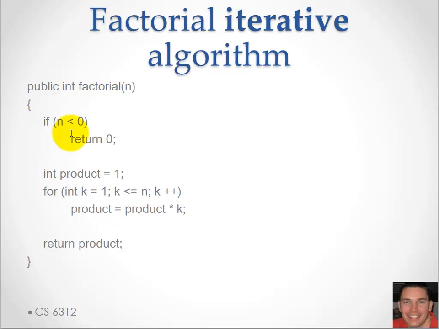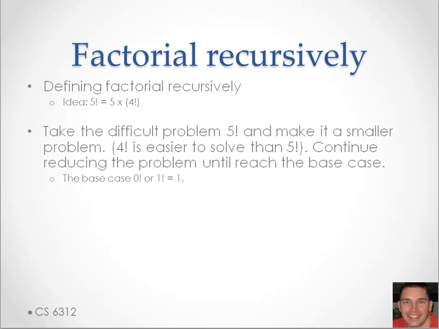a for loop. And here we're saying if n is less than 0, return 0. Otherwise, we're setting our product equal to 1. And now we're going to loop through from 1 to whatever value is passed in and keep multiplying that to perform our factorial product here. And then we're going to return that particular product. So this is something that is done iteratively. Now we can do the same thing done recursively.